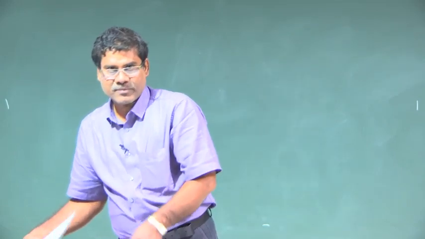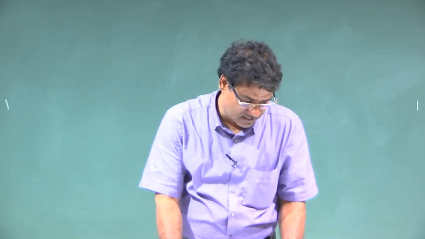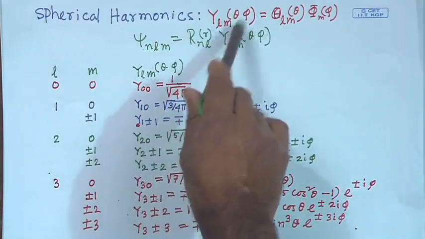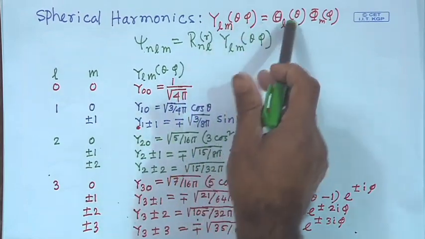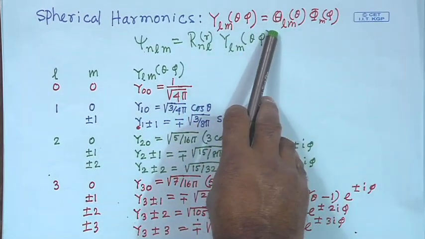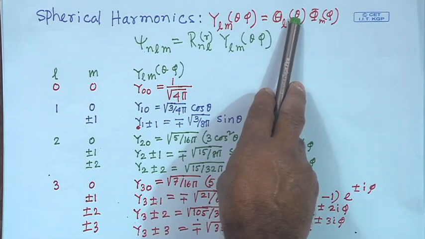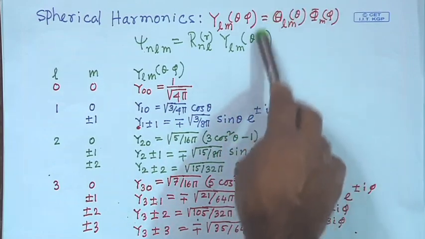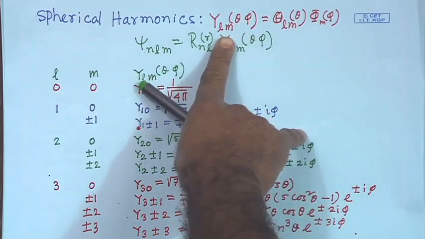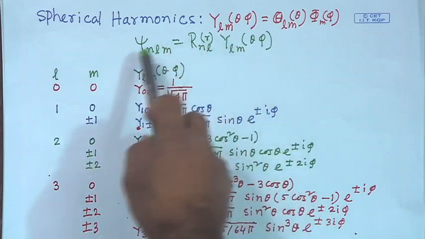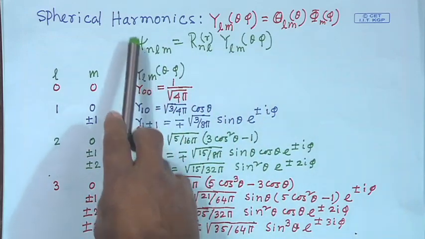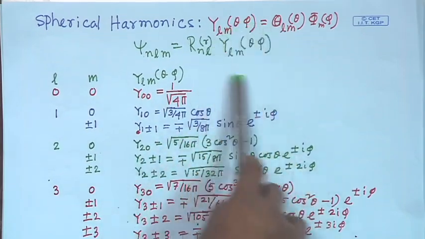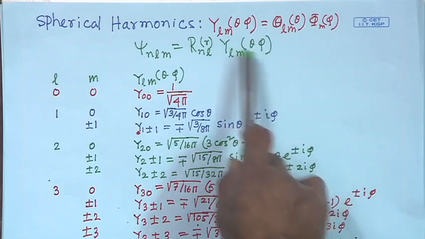Y Lm is the spherical harmonics, a function of theta and phi. It has two parts, a theta part and a phi part, and in combined form it is Y Lm. So, the wave function can be written psi n Lm equal to R n L, the radial part, times the angular part, which is Y Lm.